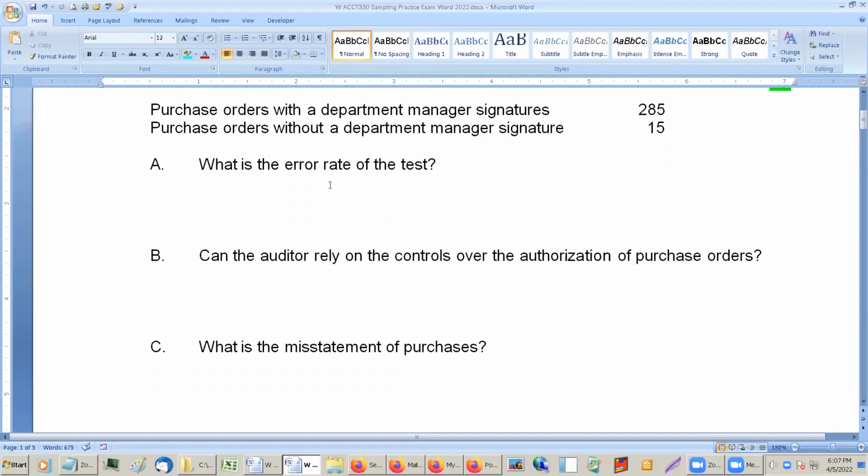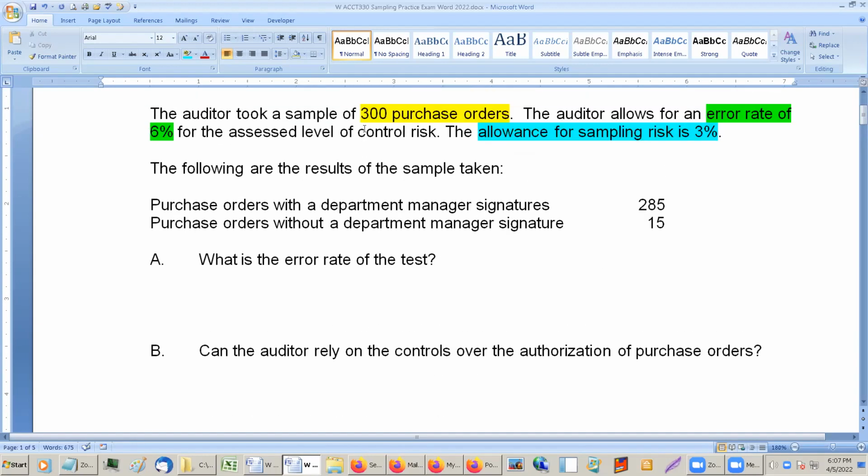Okay. So what is the error rate? Want to take a stab at it? Would that be 6%? I think it's 3. Let me check. It'll be 3. The errors are 15 over 300, whatever that is.